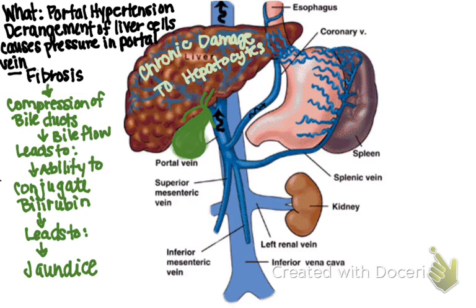So you're going to have decreased bile flow, decreased ability for the liver to conjugate bilirubin, and then that's going to lead to jaundice, yellow eyes, yellow skin. Is jaundice a late sign? Yes.